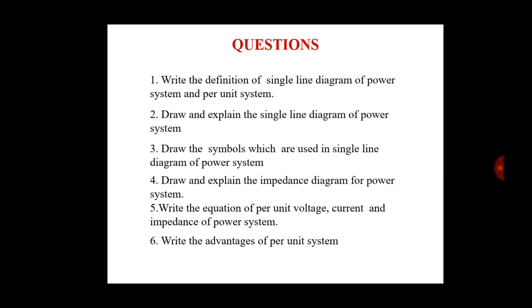Now these questions are covered in this session. Write the definition of single line diagram of a power system and per unit system. Draw and explain the single line diagram of a power system. Draw the symbols which are used in a single line diagram of a power system. Draw and explain the impedance diagram for the power system, write the equations of per unit voltage, current and impedance of a power system, and write the advantages of the per unit system. We will study the per unit example in the next session.